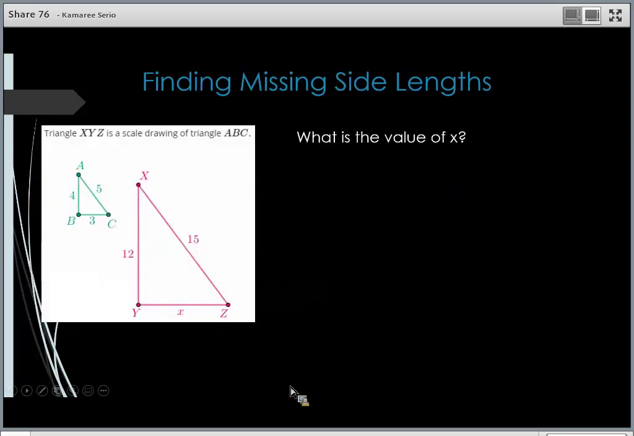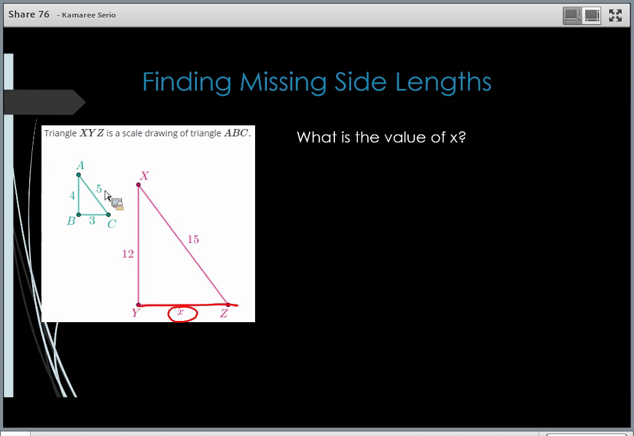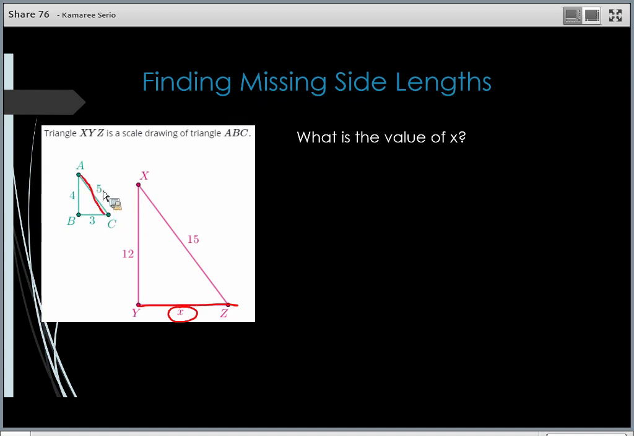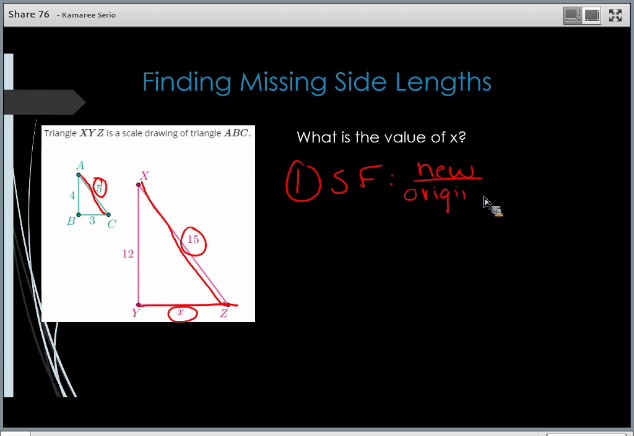All right, another one. What's the value of x? So here I have 1, 2, 3 sides. I don't know what this bottom side is. Again, I don't know what the bottom is, which means I don't want to use this 3 because I need that to find this value. So let's use this long side here with 5. I'm going to use this long side here with 15. So when I find my scale factor, remember it's new over original. Your new image is always on the right. Your original is always going to be on the left. So that means I'm going to put 15 over 5, which is 3. So my scale factor here is 3.